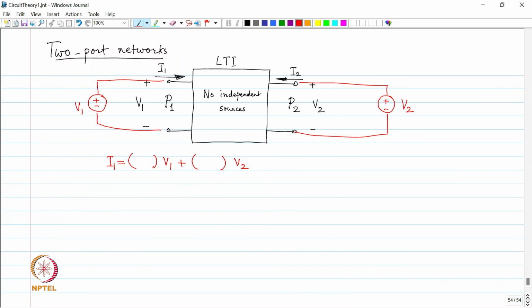Because of superposition, right. First you make V1 equal to 0 and apply V2, then you make V2 equal to 0 and apply V1. The net result, when you have both V1 and V2, is going to be the sum of the two. This is okay. So, I have used superposition to say this, and similarly I2 is also going to be something times V1 plus something times V2.